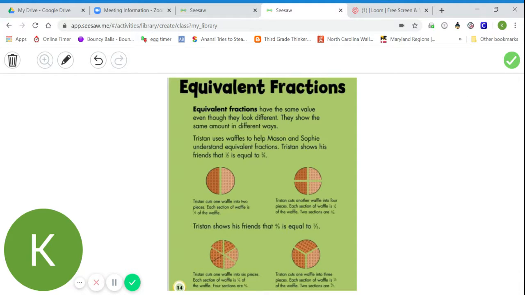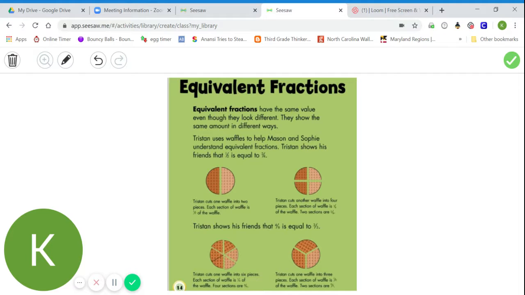Equivalent fractions have the same value even though they look different. They show the same amount in different ways. Tristan uses waffles to help Mason and Sophie understand equivalent fractions. Tristan shows his friends that 1/2 is equal to 2/4. Tristan cuts one waffle into 2 pieces.